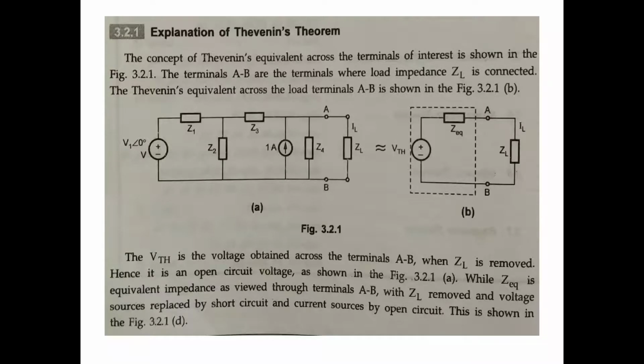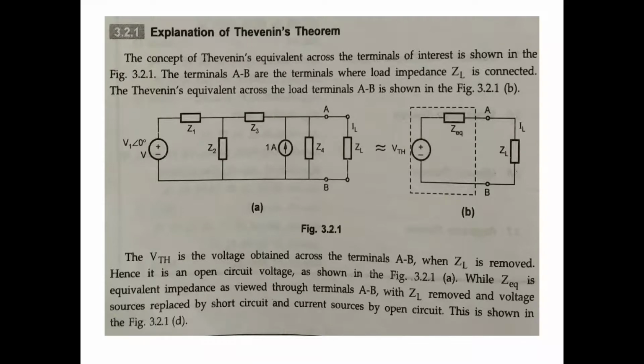It is the concept of Thevenin's equivalent across the terminals, meaning across the terminals AB. First, the ZL will be removed. First step: the terminals AB are where the load impedance ZL is connected. Thevenin's equivalent is across the load terminals AB. Next, all impedances Z1, Z2, Z3 will be combined into a single equivalent impedance Z equivalent, with V Thevenin across AB, that is ZL.